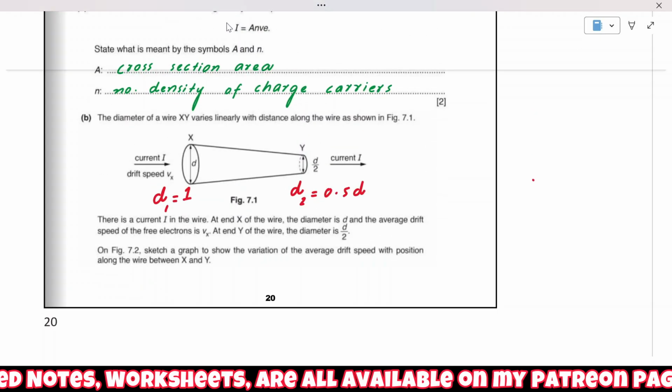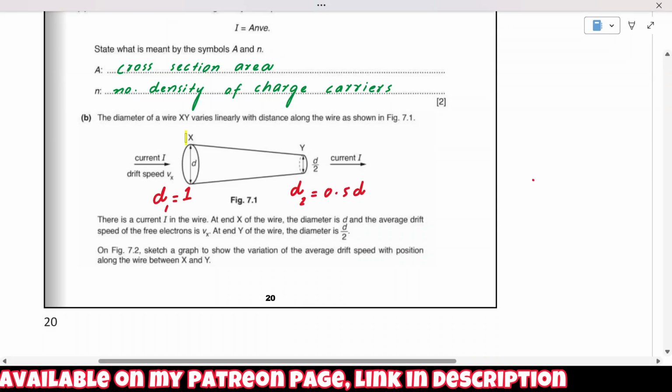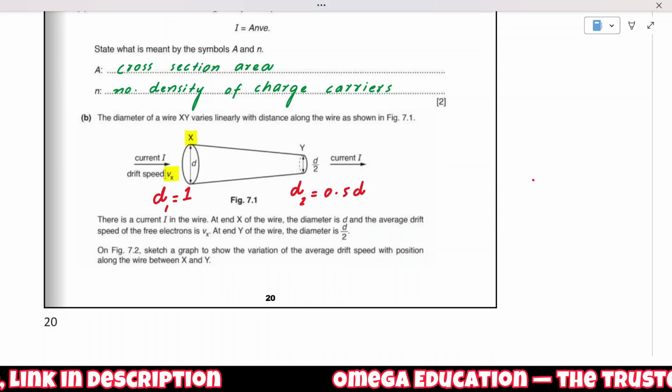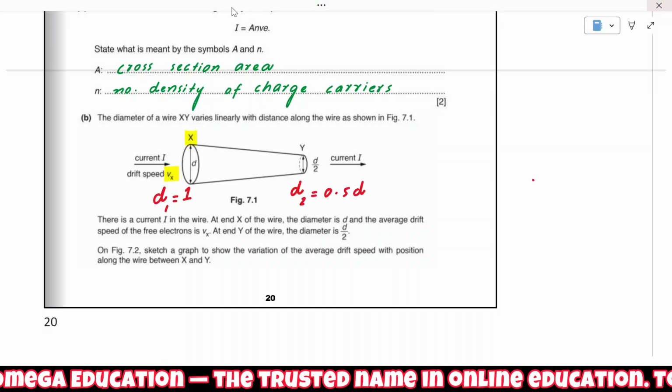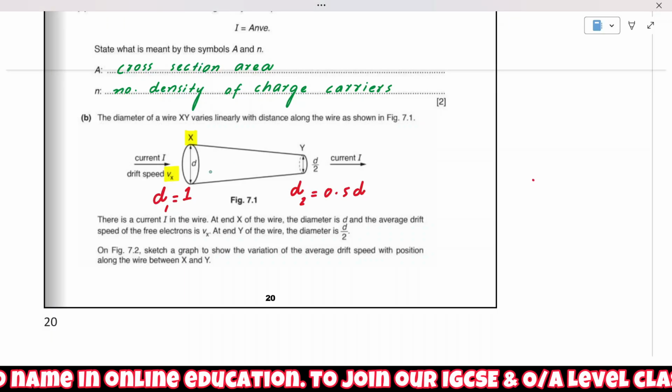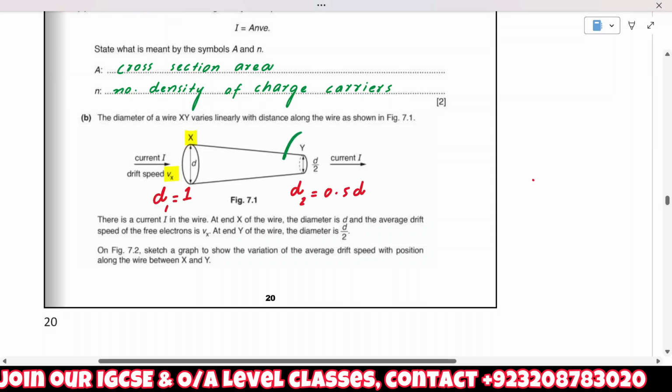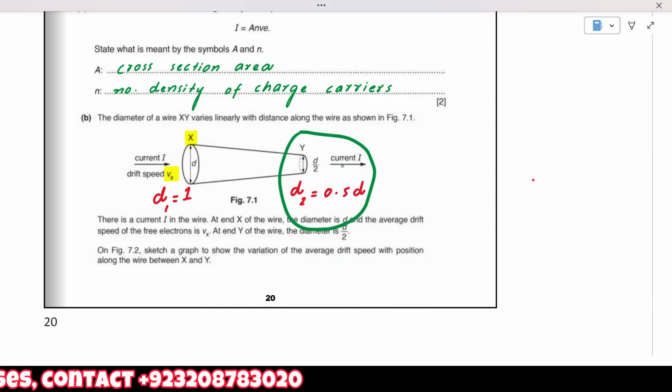Once again, how do we know? Because at the position x, the drift speed is given already, which is Vx. Okay, now the question is, if the diameter is reduced to half, what would happen to the drift speed? Can anyone answer this question? If the diameter is reduced to half, what happens to the drift speed? And let me make it easier for you. How many times would the drift speed increase if the diameter is reduced to half?